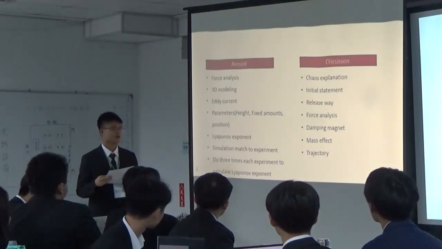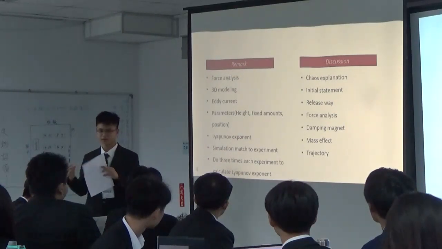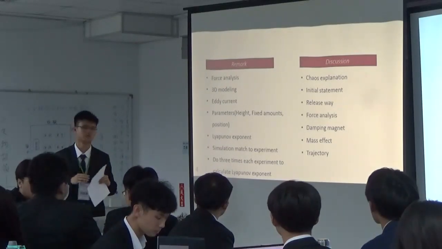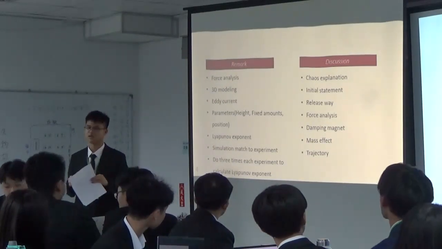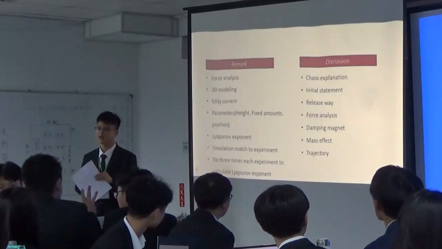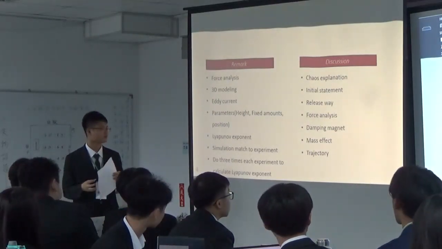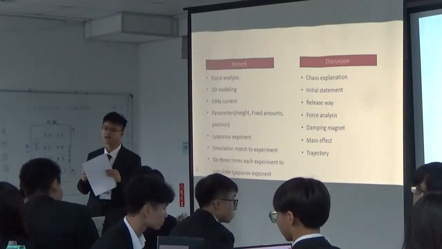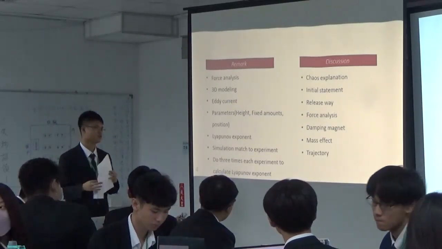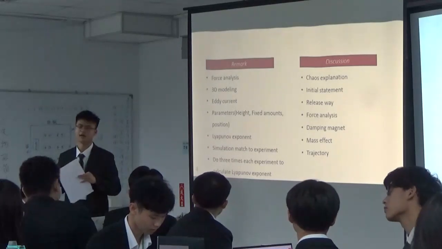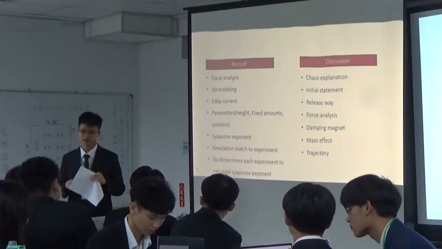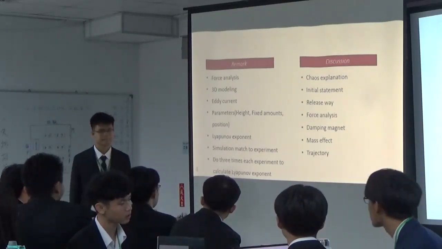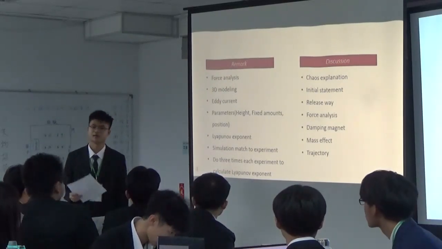And also, he asked me about the damping of the magnets. And I believe that the damping will make the distance between these two magnets very close, so the attractive force between these two magnets will be more important. And also, he asked me what effects would be caused by the mass of the magnets. And I believe that I can do it in the future. And also the trajectory. And that's all my summary.